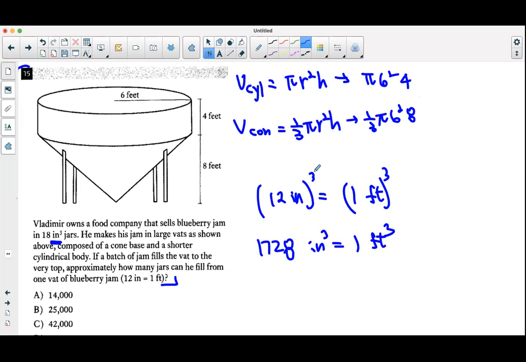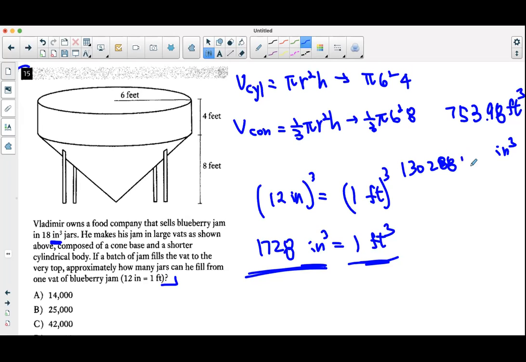All right. So I believe that when I add up those two things, it's about 753.98. But the thing is, this is in cubic feet. 1 cubic foot is equal to 1728 cubic inches. So I need to convert this into cubic inches. I have to multiply that by, not by 12, but by 1728. So then it becomes about 130,288 point something.